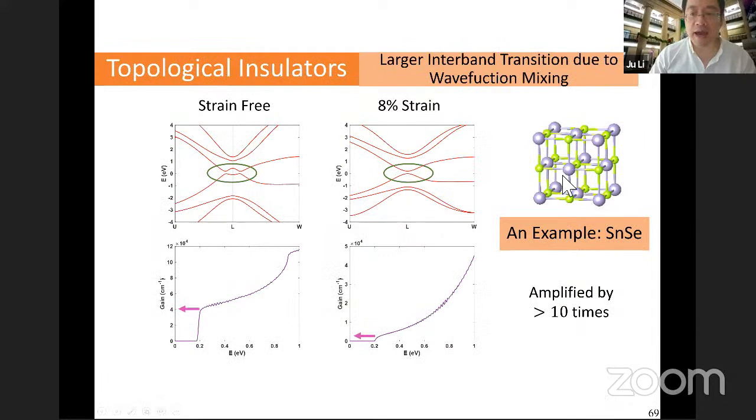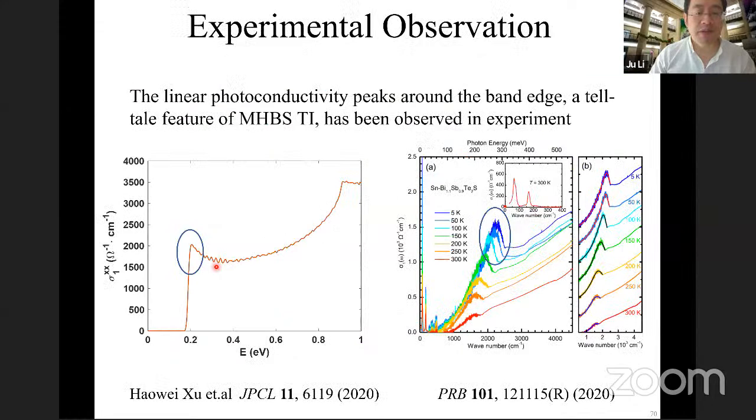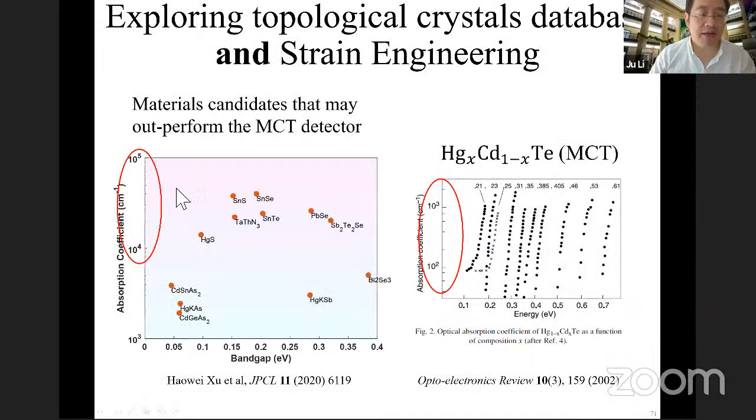So we show that in cubic tin selenide, when you change the strain, actually here we prefer a strain-free state. Then you have this Mexican hat band structure. And then you have a much bigger optical gain. And you also have this feature in the optical conductivity, which was recently verified experimentally, but they didn't actually make an infrared detector out of this. So we predicted, by doing both crystal structure search as well as strain engineering, a few of these topological materials, which give up to a factor of 100 bigger infrared absorption than the known mercury cadmium telluride material for infrared response.